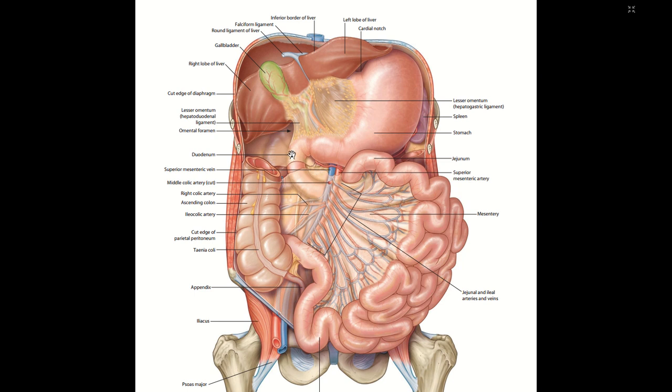So the duodenum is actually a C-shaped loop, most of which is retroperitoneal, and only the first part of the duodenum, about the first 2 centimeters, is actually intraperitoneal, as we're going to see. So let's take a look at the duodenum.